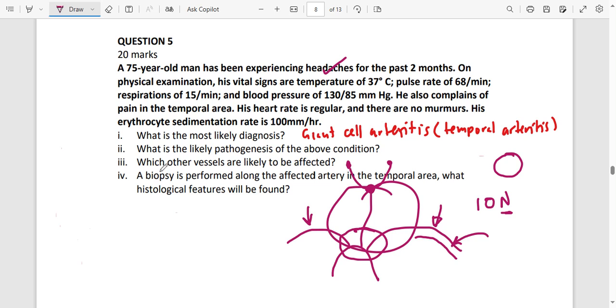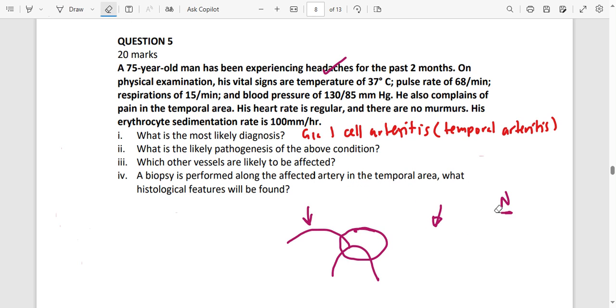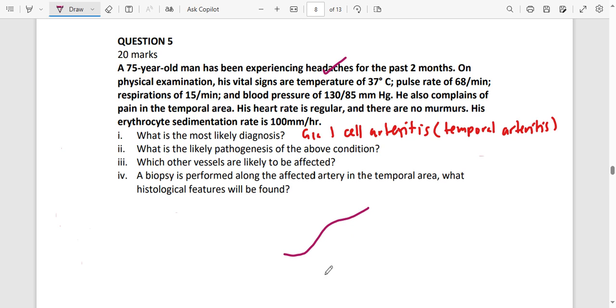A biopsy is performed along the affected artery in the temporal area. What histologic features will be found? Anyone that can mention any histological feature that you are going to see? You take a biopsy and you are now trying to look at the artery. What do you expect to see if someone has this condition? Anyone?